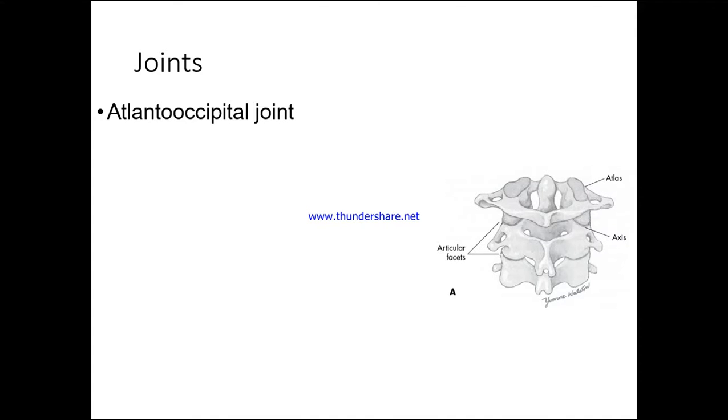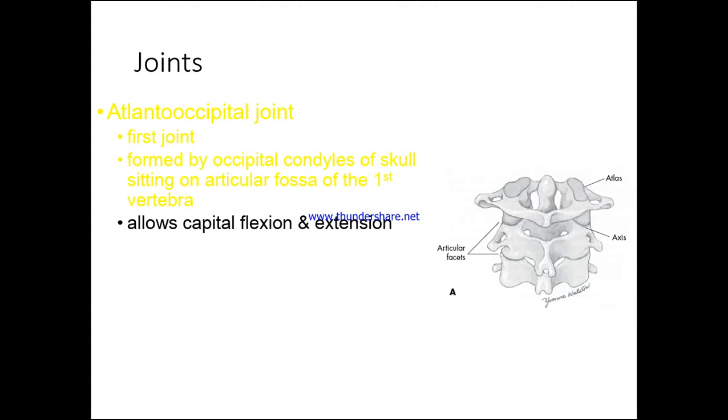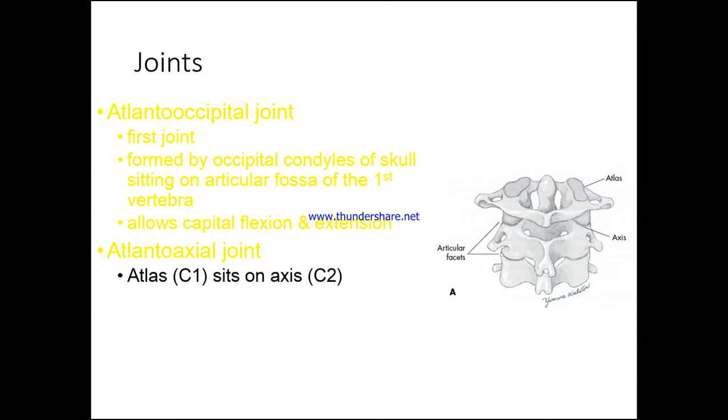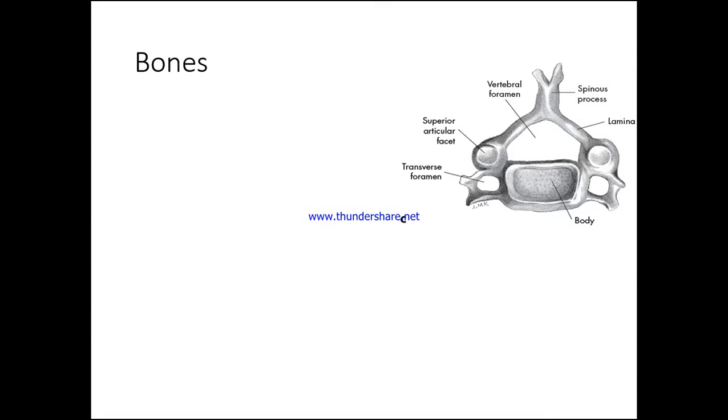Remember that the joint we're talking about in relation to the atlas and the axis is the atlanto-occipital joint, the first joint, formed by the occipital condyles of the skull sitting on the articular fossa of the first vertebra, and it allows capital flexion and extension. Atlas C1 sits on C2, the axis, and most cervical rotation occurs here, so we have a good degree of rotational movement. Around 50% of total cervical rotation is at this point.